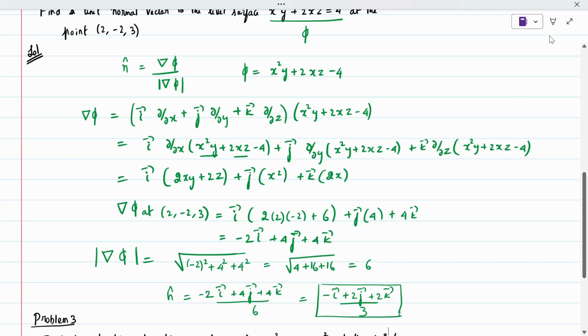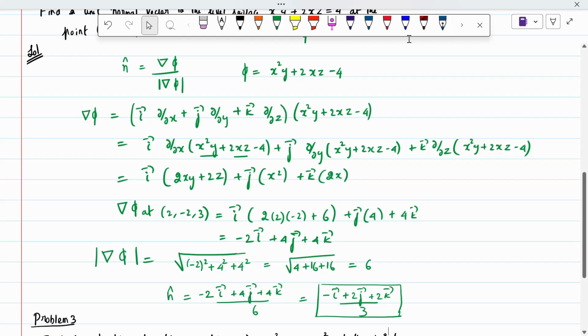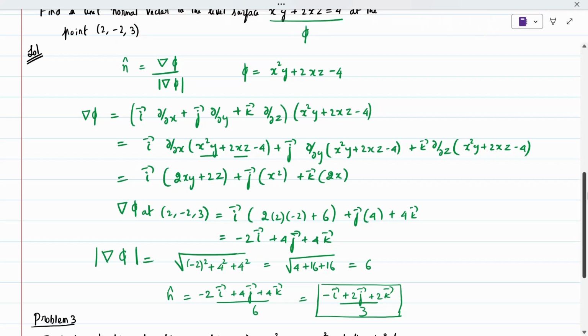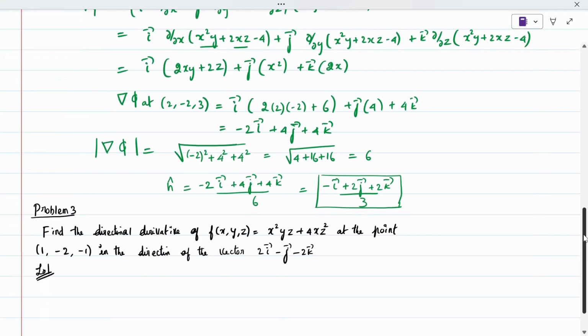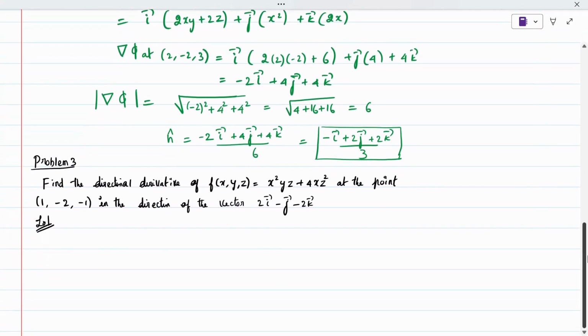Completed. The third question I will use some other color. Now my last question, third. Find the directional derivative of f at a point in the direction of the vector. Okay, so f vector is given in the question. First, f is given, so for the directional derivative, what is the formula?